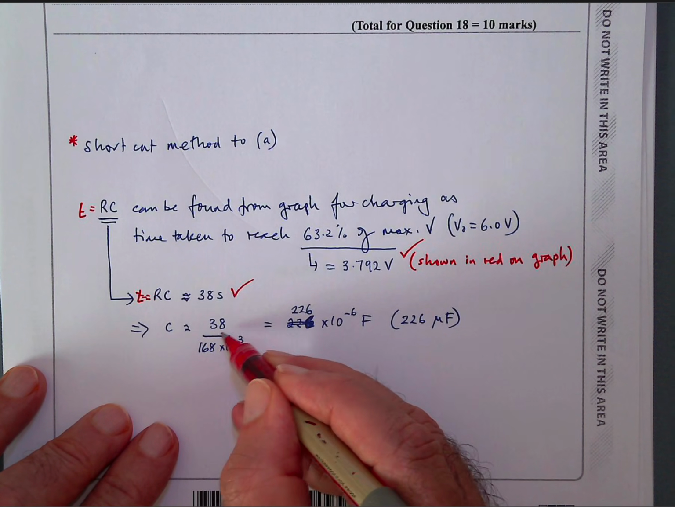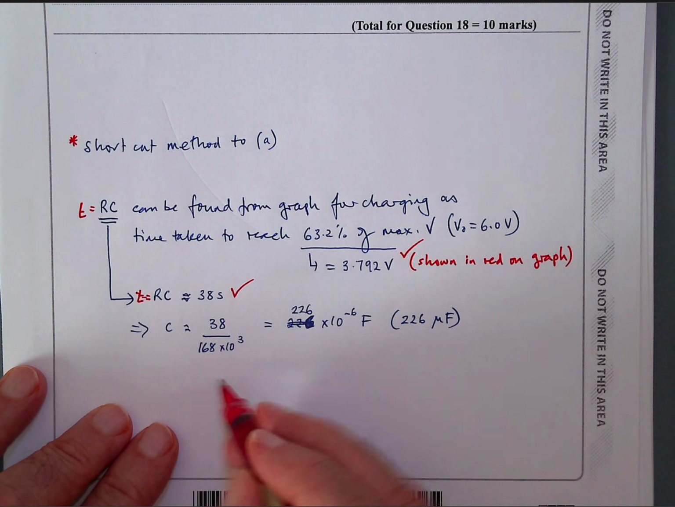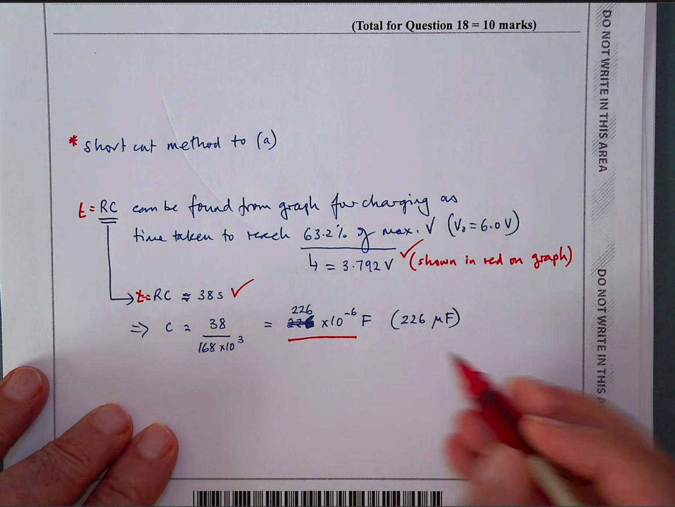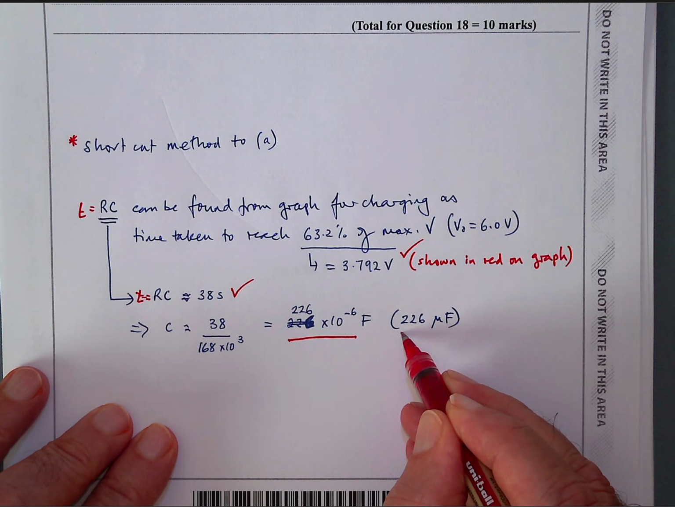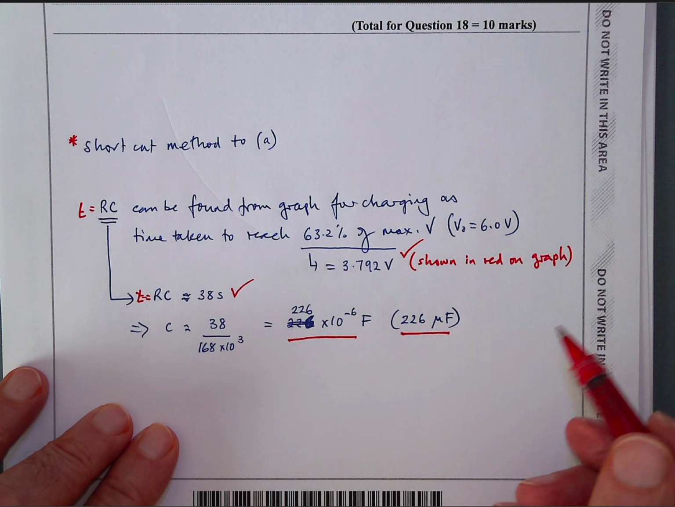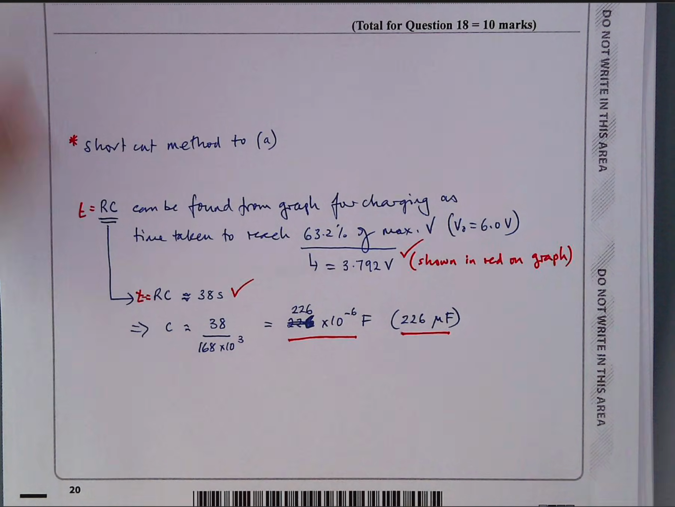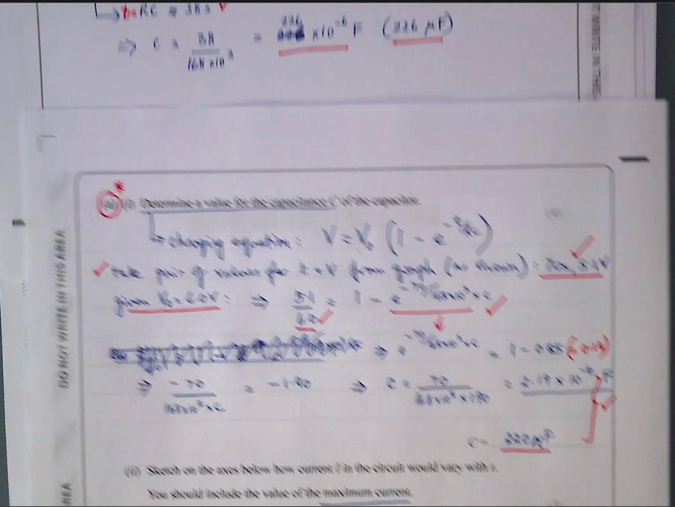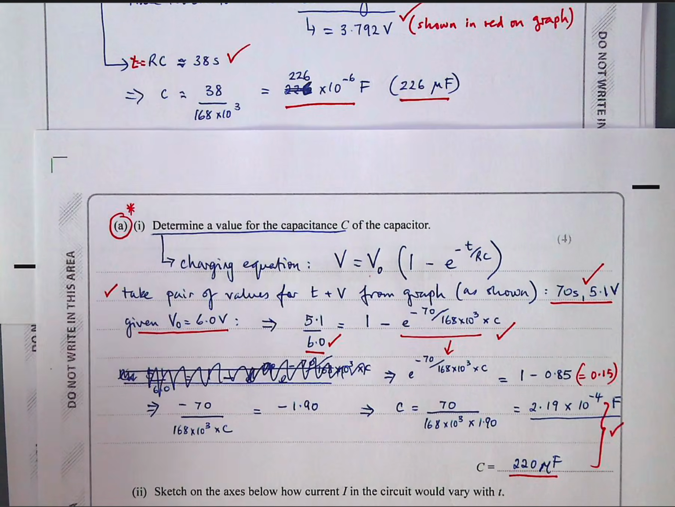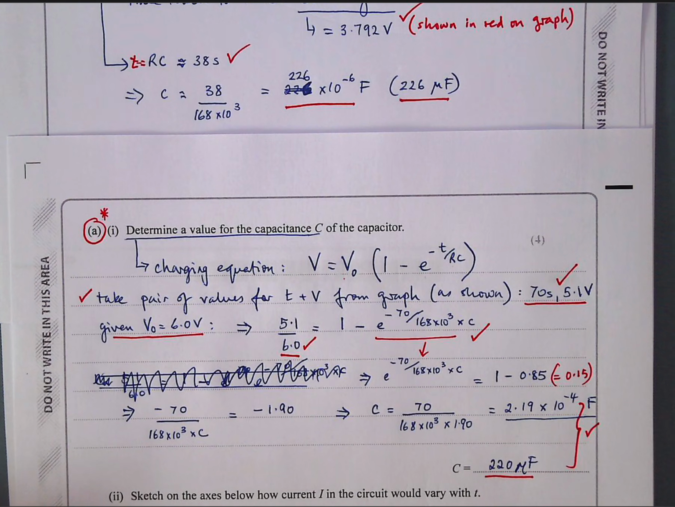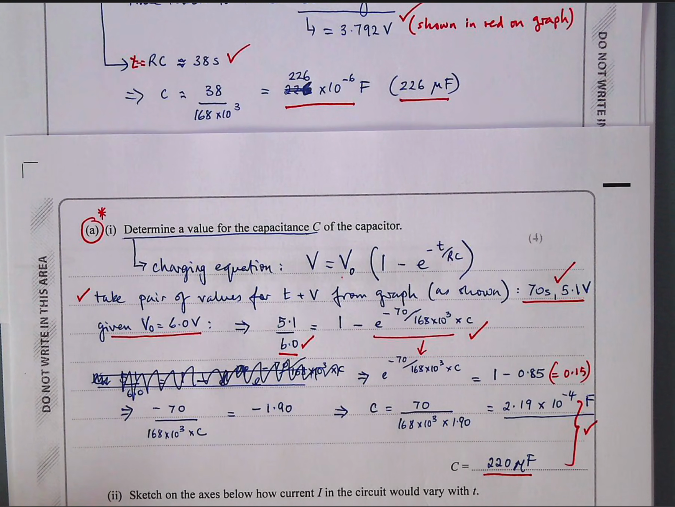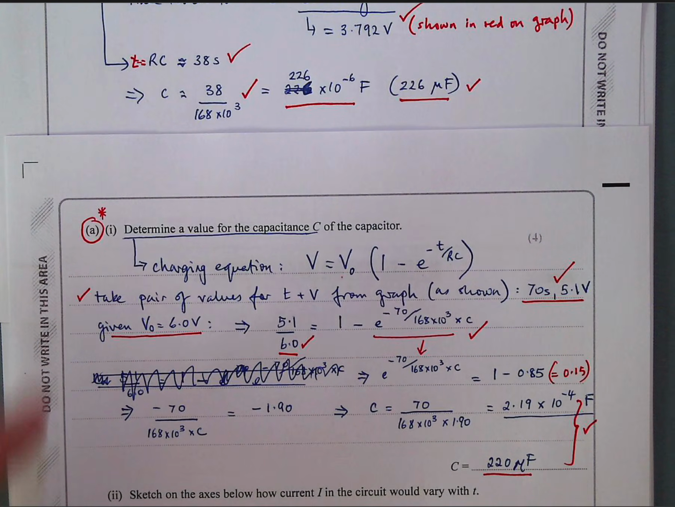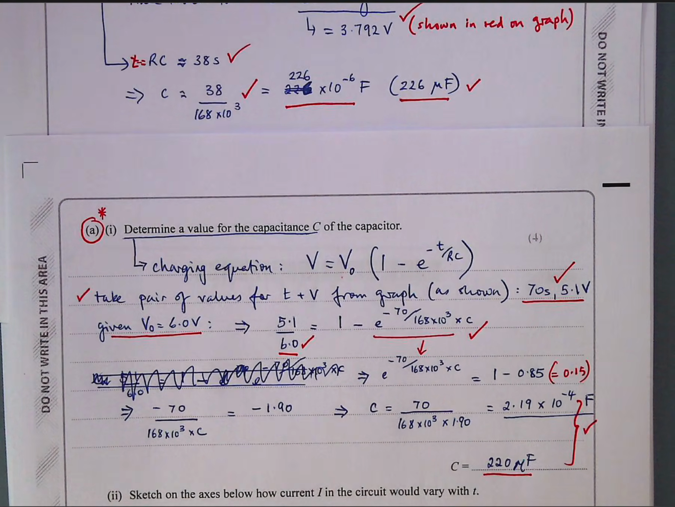So there is the tau value. Just change the subject, make C the subject, and it comes to 226 times 10 to the minus 6 farads, or 226 microfarads. So if you compare it with my first method, the difference is 226 to 220 microfarads. Both of those should give you full marks. Okay? So obviously this second method, I think, is easier.